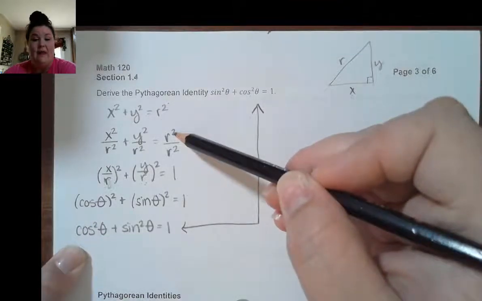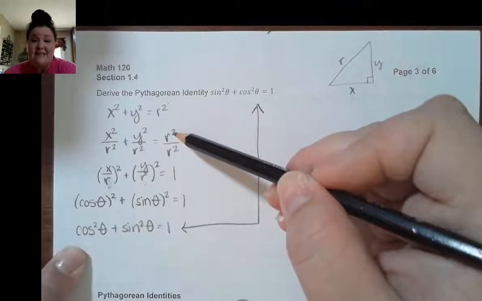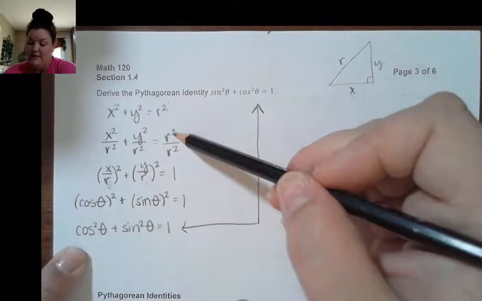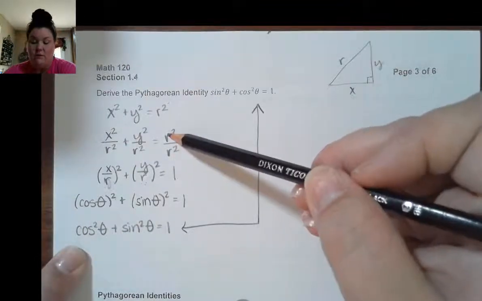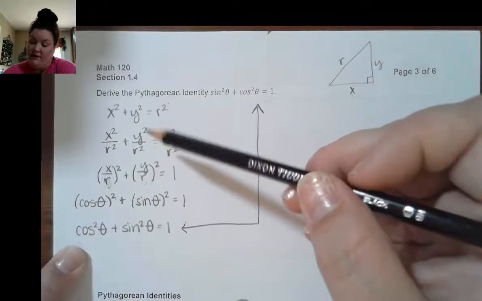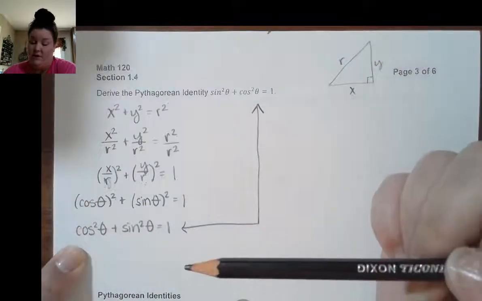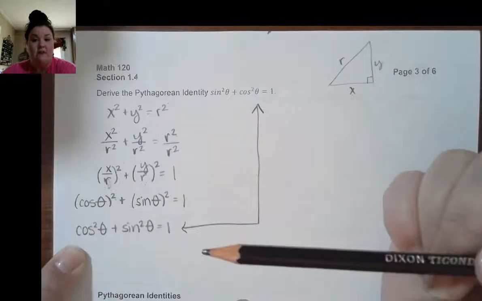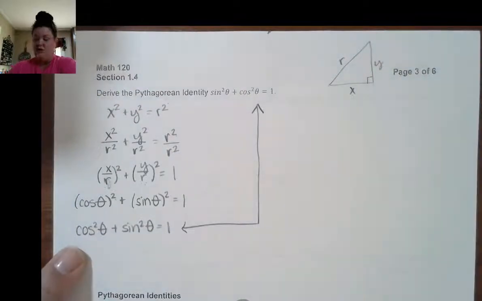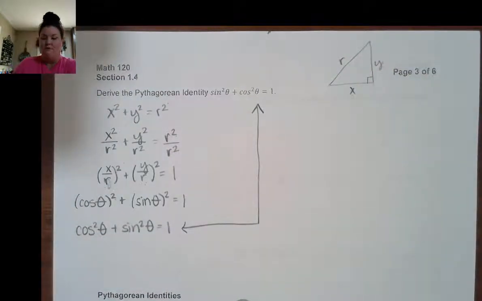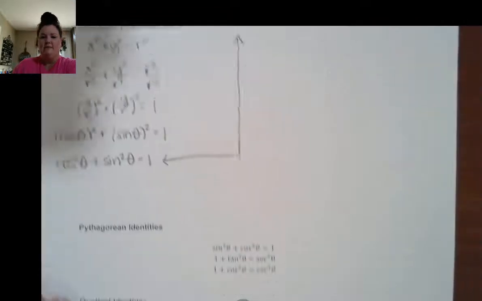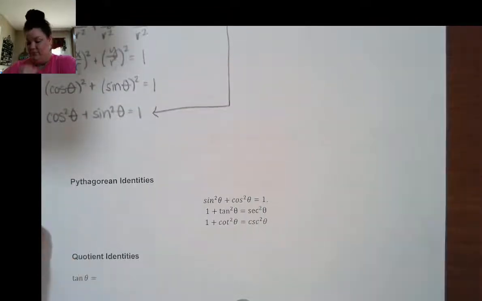But we actually can come up with 3 different identities because instead of dividing off the r squared, I could have divided off the x squared, or I could have divided off the y squared. So in each case, it gives us a new identity. And I'm not going to go through all of them, but I am going to write them down here. Or highlight them.